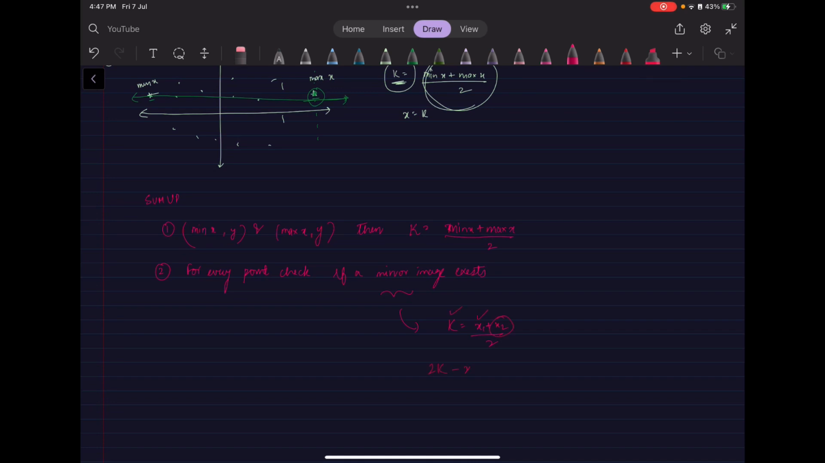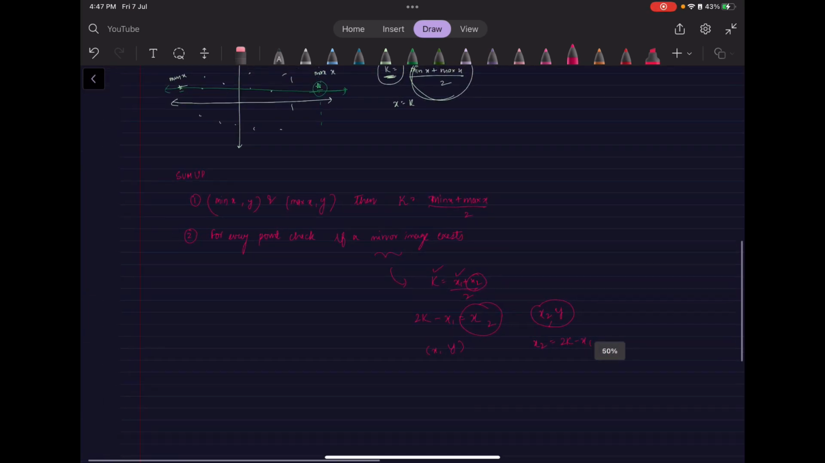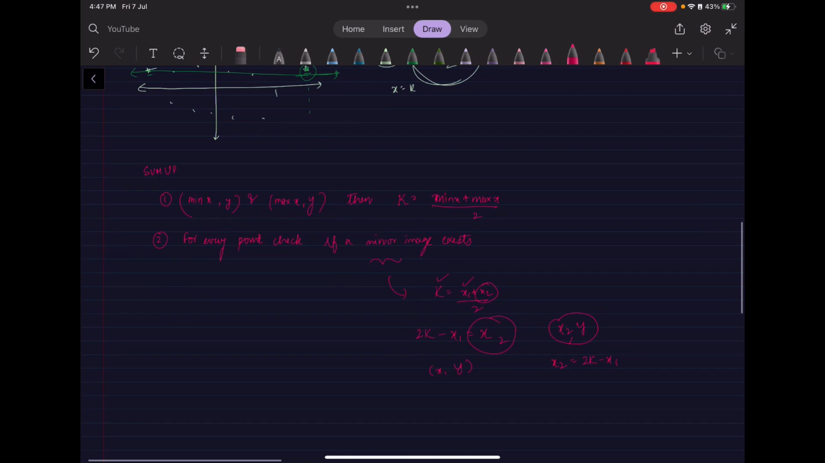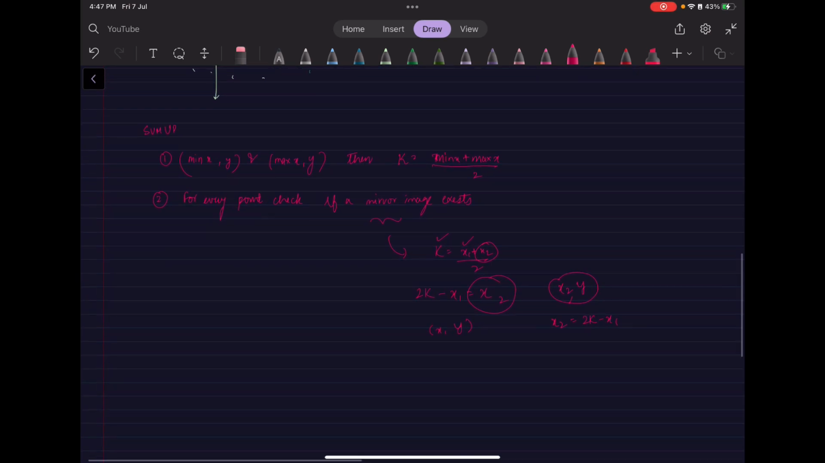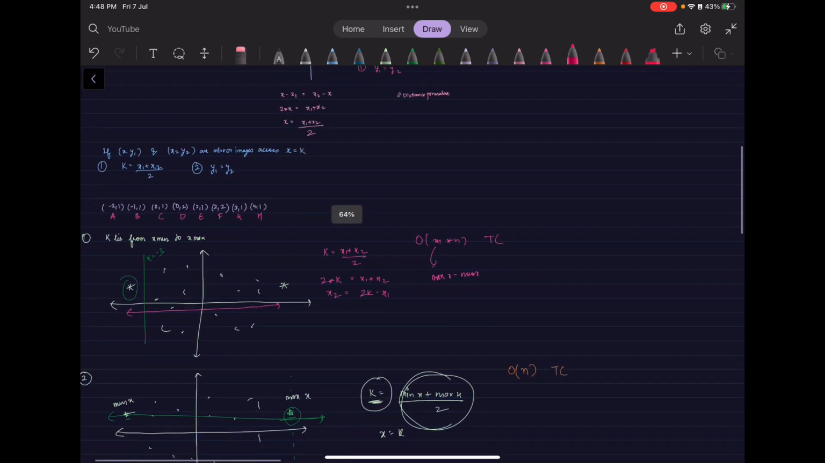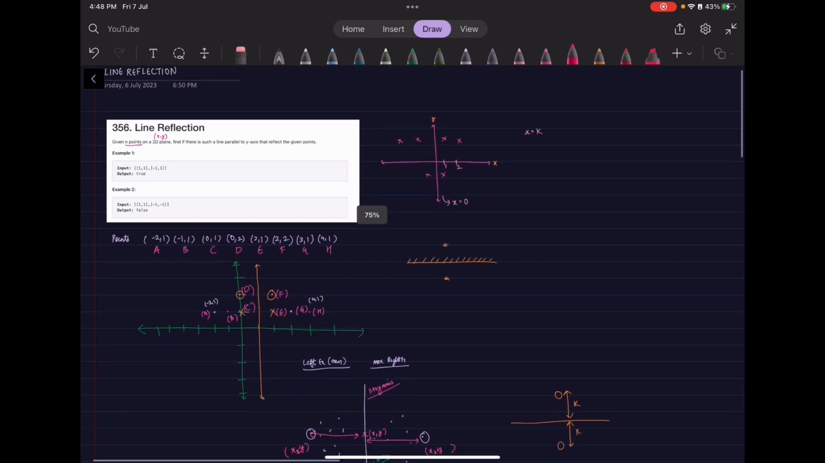So if I'm able to find a point x2 comma y such that x2 is equal to 2k minus x1, then there exists a mirror image for x1 comma y. So this process I'm going to follow for each and every point and see if it holds true. In part 2 of this video, I am going to directly solve this question, and if you want to see the code solution for this, then stay tuned.